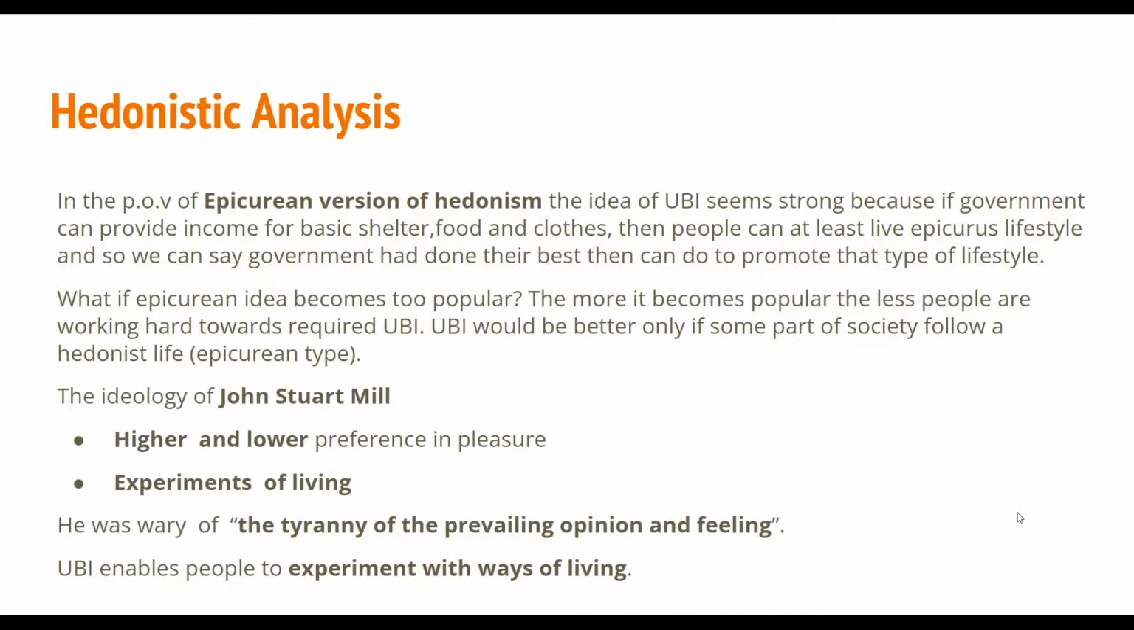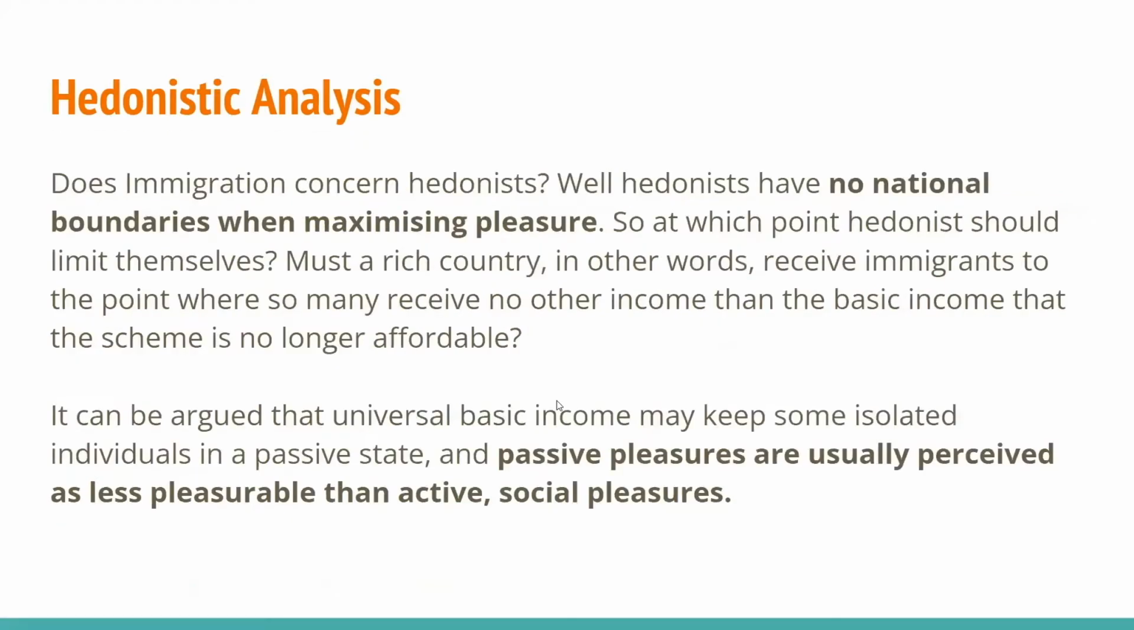To combat this conformism, Mill thought that not only is it desirable that there should be different opinions in society, but also that people should practice different experimental ways of living. UBI should enable all people to live by their own social rules and experiment with their ways of living. And if one agrees with Mill about the importance of individuality for well-being, then the case for this policy becomes strong. Does immigration concern hedonists?